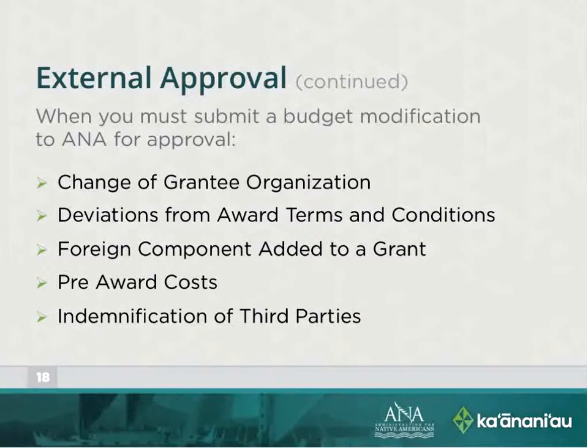Foreign component added to a grant. Pre-award cost. I know none of my programs, but there are a few other programs in ACF managed by other GMOs, and none of my programs allow for pre-award costs. If there are some in ACF that do allow that, it would be stipulated in the funding opportunity announcement and the terms. It would also be stipulated in any competing continuation instruction that may come about. Indemnification of third parties. We don't authorize that.